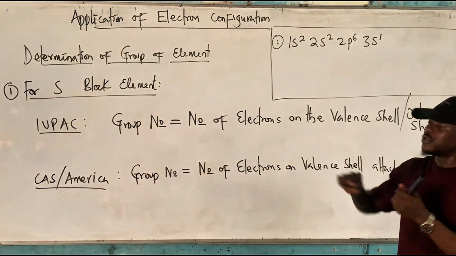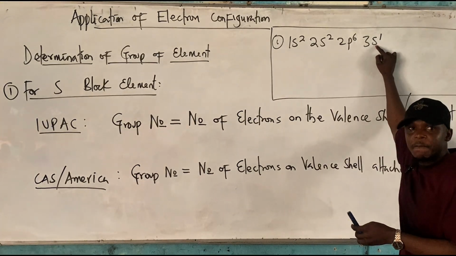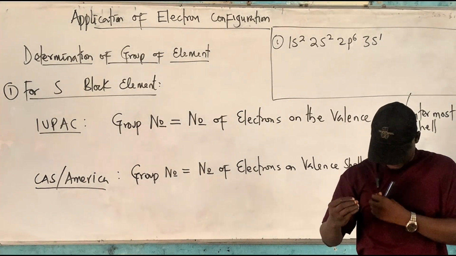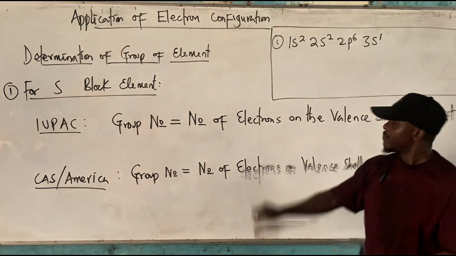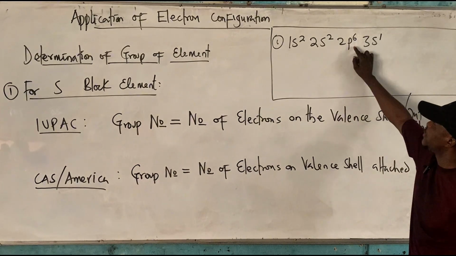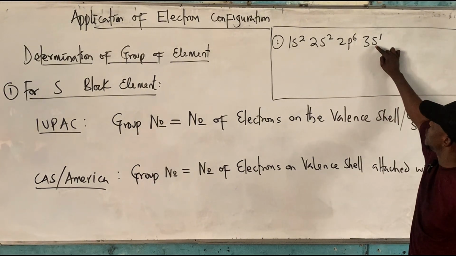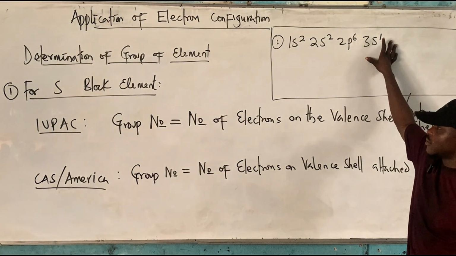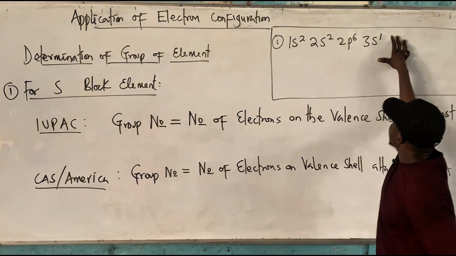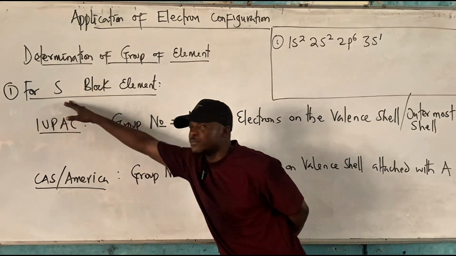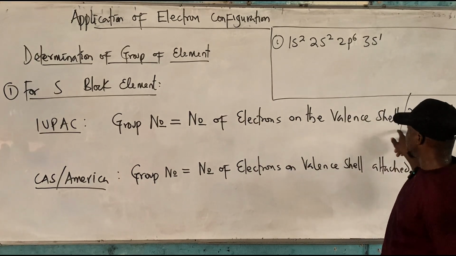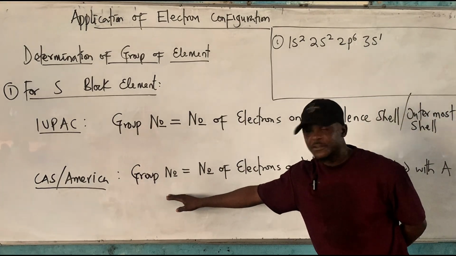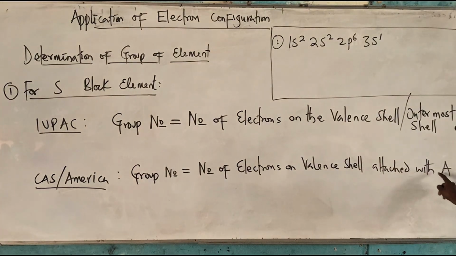The 11th electron, which is the last electron, entered S. So the orbital that received the last electron determines the block of that element. If the last electron entered P, it would have been P orbital. But the last electron entered S, so this is S orbital. So the pattern I'm going to use for S block element would be, according to the IUPAC, my group number equals the number of electrons on the valence shell. According to the CAS, number of electrons on the valence shell attached with what? A.